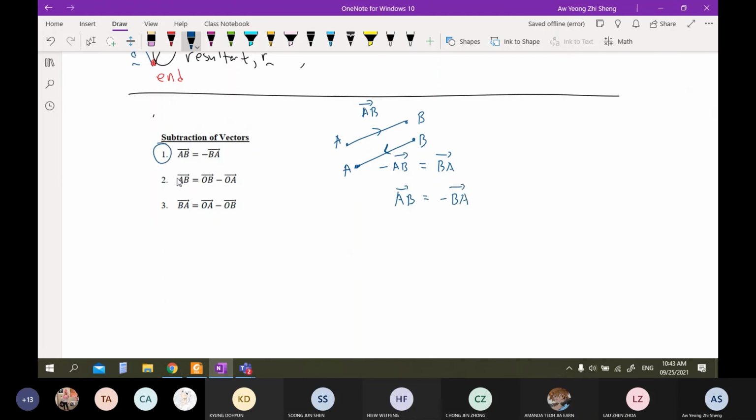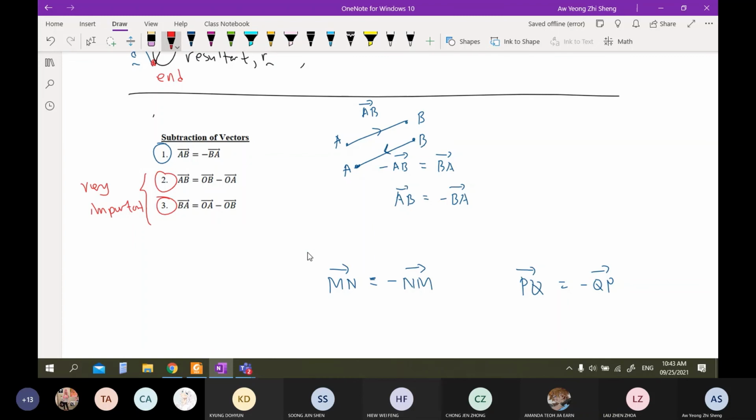So this property number 1 allows you to interchange the order. When you have a vector presented in the form of 2 capital letters denoting the starting and the ending point, it allows you to interchange the order of A and B by putting a negative in front. So for any random points M and N, MN will be equal to negative of NM for sure. Another example, PQ will always be equal to minus QP for any 2 random points P and Q. Then second and third, these are very important.